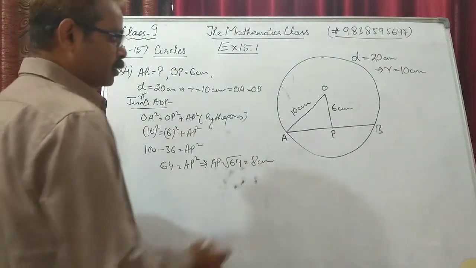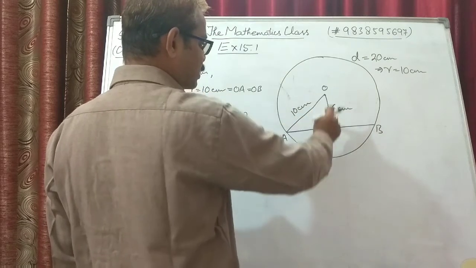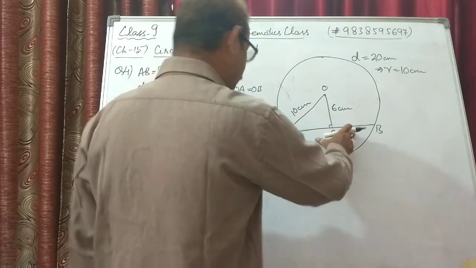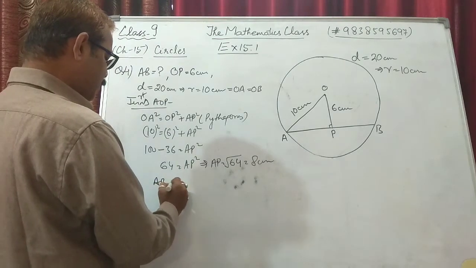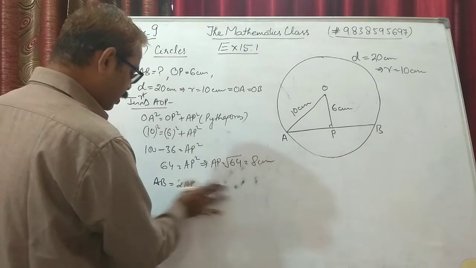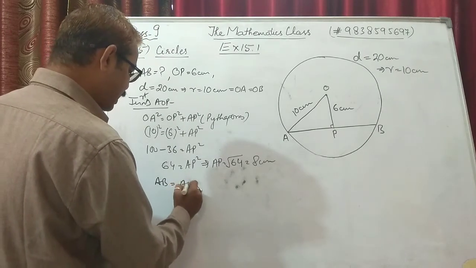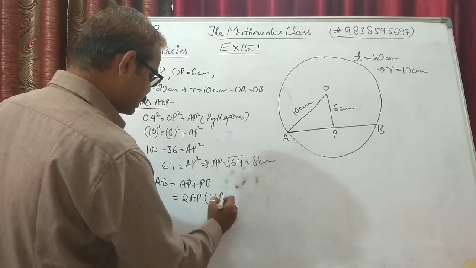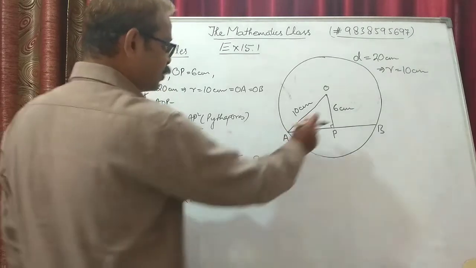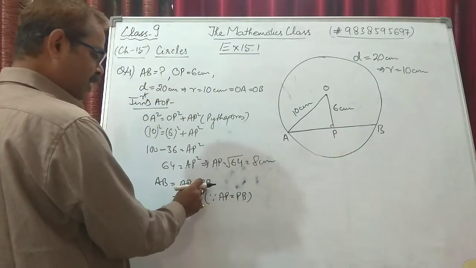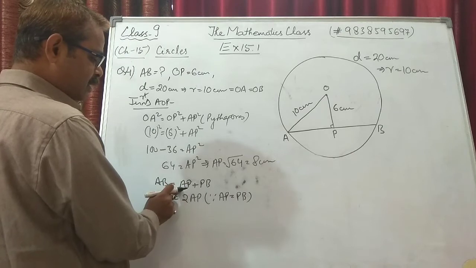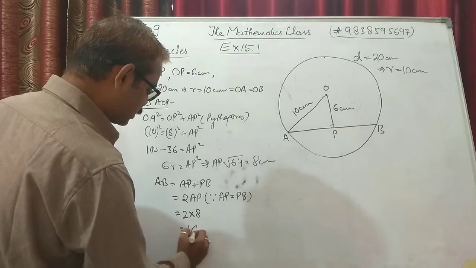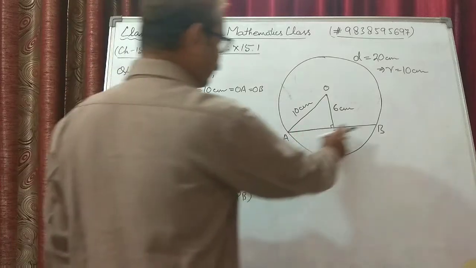We know that the line drawn from the center to the chord is perpendicular. It divides the chord into two equal halves. It means AB will be 2 times of AP, or to be more clear, we can write AB as AP plus PB, but here we can say 2 times of AP. Reason, since AP is equal to PB, we know that P is the midpoint, so AP and PB will be equal. So in place of PB, I am writing one more AP. So this AP and this AP will make 2 AP, and AP is how much? 8 centimeters. So 2 into 8, that becomes 16 centimeters is the length of the chord.